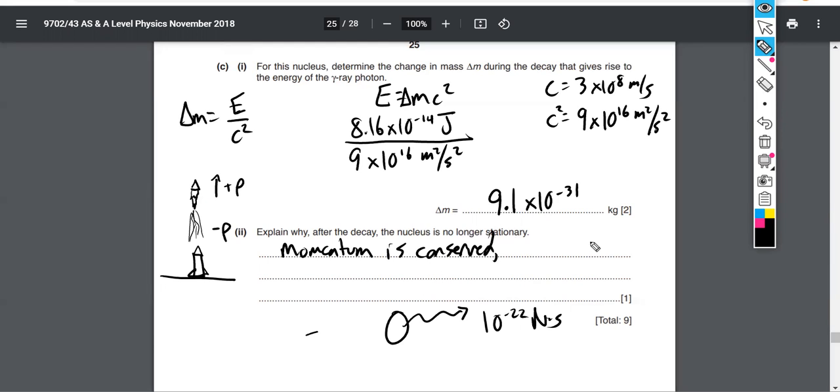And if you want to put that in your own words, go for it. But the key idea is that we have to conserve momentum. The momentum P this way of the photon has to equal the negative momentum of the rest of this nucleus going that way. Momentum is mass times velocity. So the rest of the nucleus is still massive, and it's got a tiny little bit of velocity this way now, so it's no longer stationary. Okay, so that's how we can explain that.